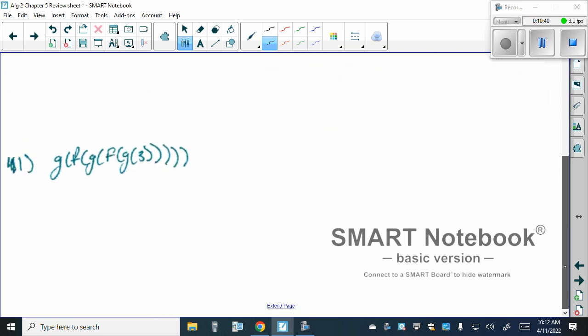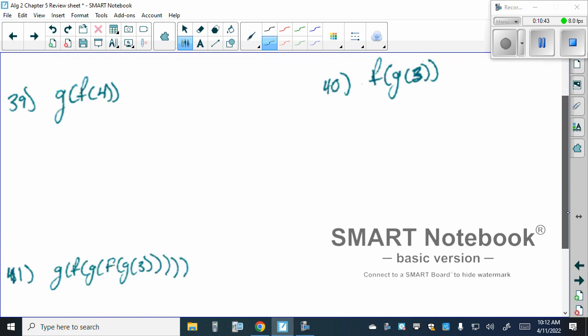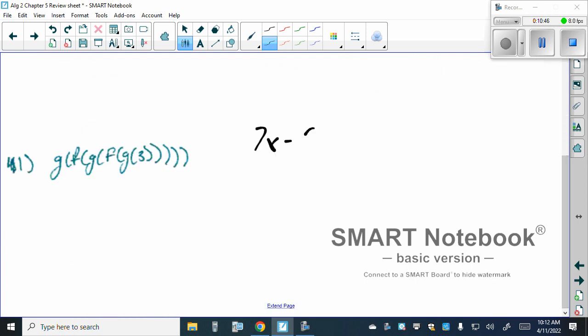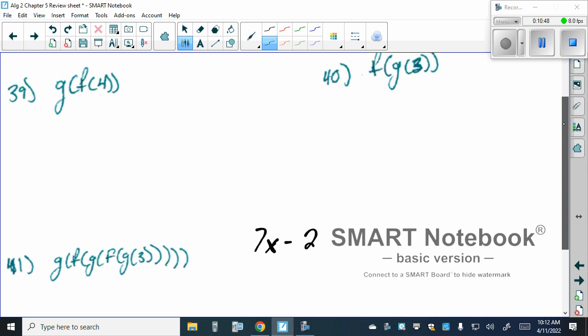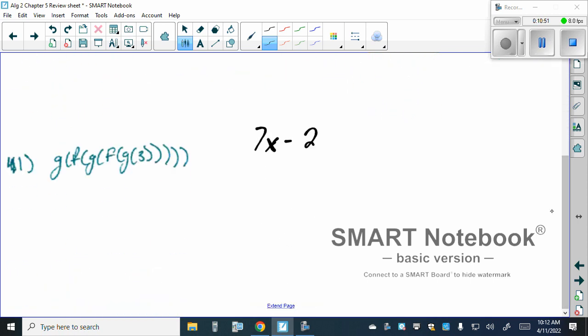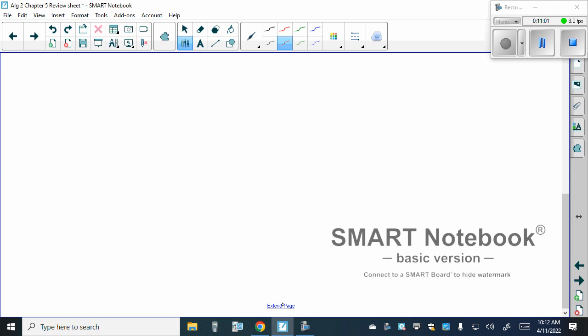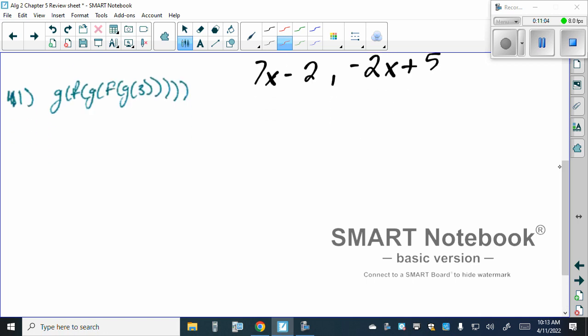41. 7x minus 2. And then our other function was negative 2x plus 5. Our f of x and g of x. Yes. And this one here is actually a lot easier than what you think it is. Because again, with all of these here, we work from the inside out. So if we look at this here, we have g of f of g of f.